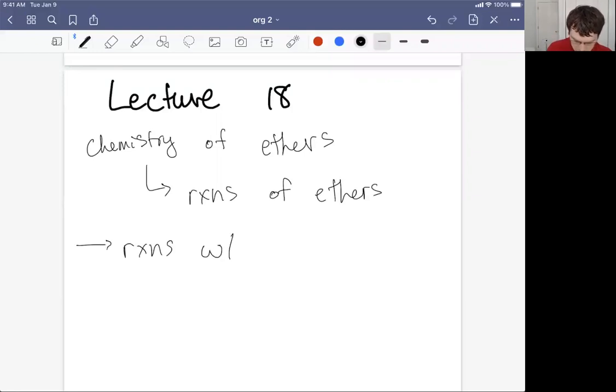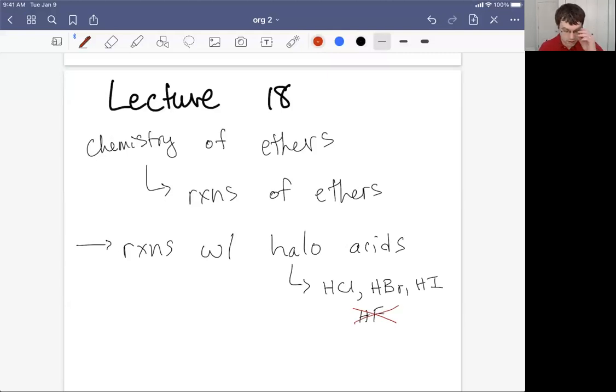with halo acids. And so our halo or halogen acids, this would be like HCl, HBr, HI, HF. It turns out HF doesn't really do this chemistry, so we can cross it out for the most part. There are some special circumstances. HCl is kind of pretty sluggish. HBr is the winner here, but HI can also participate in this reaction. But recognizing HCl could be a possibility is important.